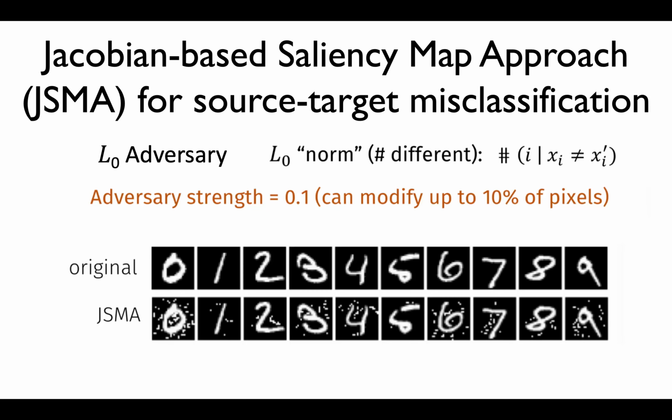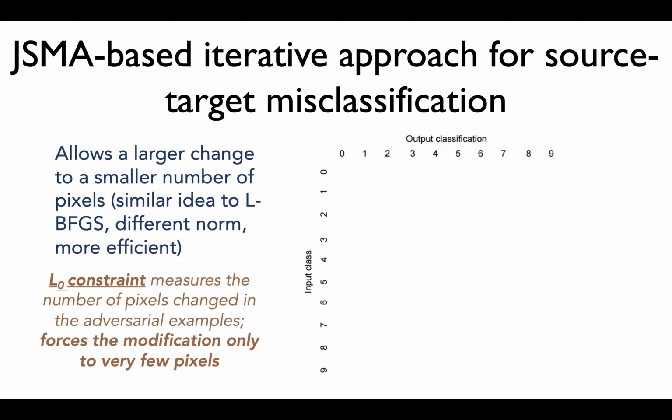In this case, you are not uniformly changing many pixels. You are just changing the least number of pixels. When you have that constraint, for example, if the adversary strength is 0.1, the maximum number of pixels that you can modify is 10%. And that is the only constraint that you have. You can actually change the pixels by a relatively high value, but you're limited to just 10% of the pixels. So here we see that with this, we are able to produce attacks that are also quite powerful.